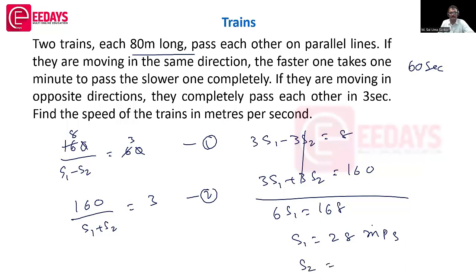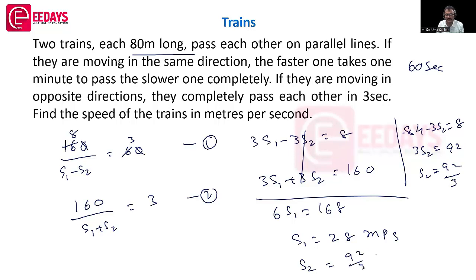What is S2? Observe here. Here 3S1 is 28 into 3, that is 84, minus 3S2 is equal to 8. What is 3S2? That is equal to 92, right? What is S2? 92 by 3. So 92 by 3 meters per second. That is the answer.